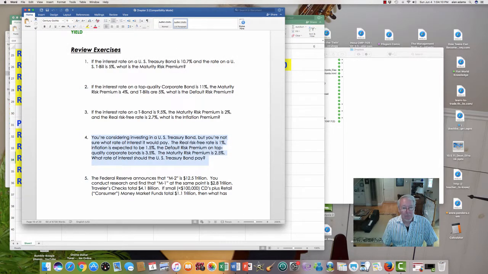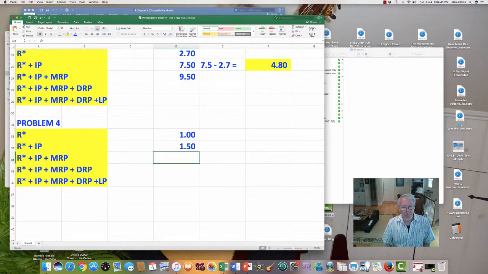Okay, very good. The default risk premium on top quality corporates is 3.5. The maturity risk premium is 2.5. I detest trick questions, but this one comes a little bit close, and for that I apologize. But hopefully this jumps right out at you, because you know that we're talking about T-bonds. Do we care about the default risk premium? No, not unless I'm starting with the top quality corporate and backing in. So watch out for anything that's extraneous. Here's the key piece of information you need right here. The maturity risk premium is 2.5.